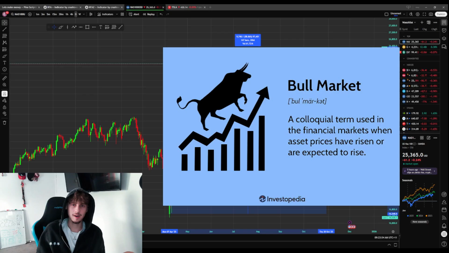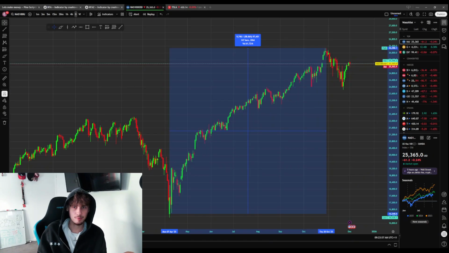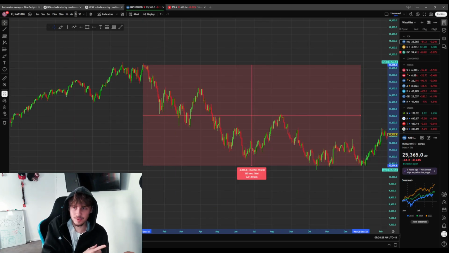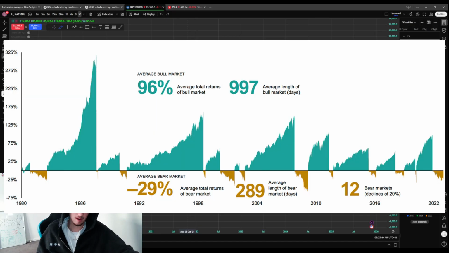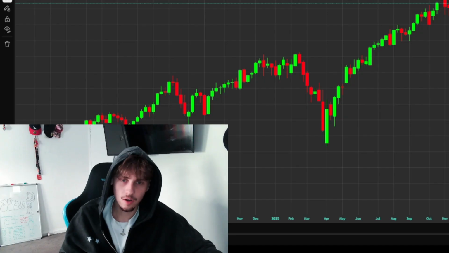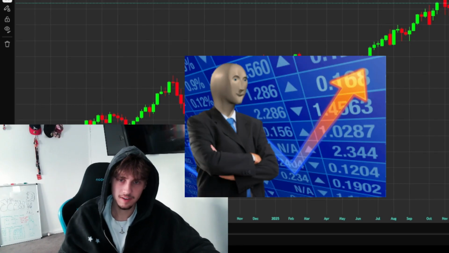A bull market is where prices are rising, for example, April to October. And a bear market is just the exact opposite, for example, the whole of 2022. Bear markets are actually pretty rare, but long ones like these are easy to predict if you know what you're looking for. Now, you probably know that if you buy an asset and the price goes up, you'll make money.